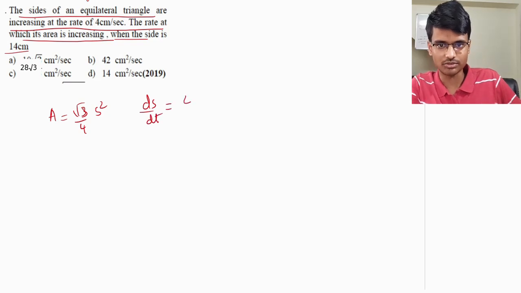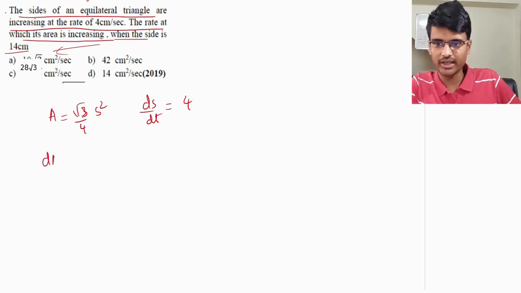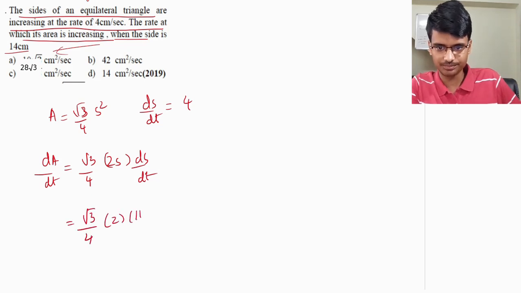Increasing means positive, means 4. The rate of change of area is the rate at which the area is increasing when the side is 14 centimeter. So we need to find dA by dt. Let me just differentiate this. Root 3 by 4, differentiation of s square is 2s, ds by dt. I just need to substitute the things. At the side they have already given us, it is 14, ds by dt is 4. I get 28 root 3.